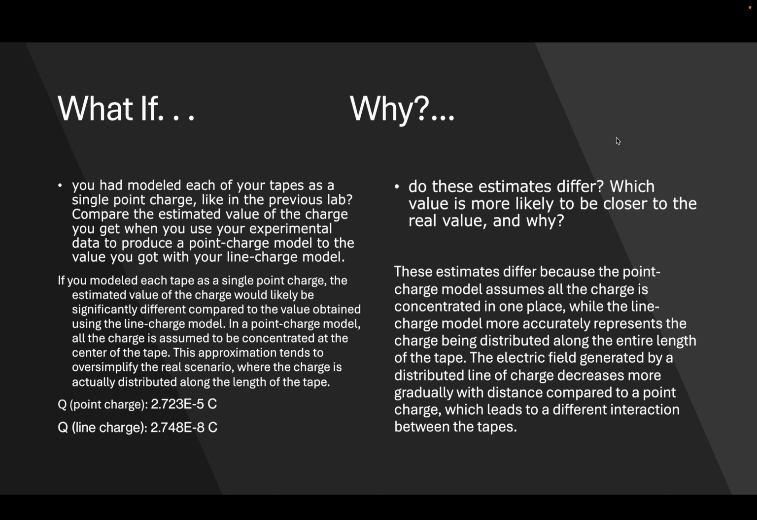And why do these estimates differ? Which value is more likely to be closer to the real value, and why? These estimates differ because the point charge model assumes all the charge is concentrated in one place, while the line charge model more accurately represents the charge being distributed along the entire length of the tape. The electric field generated by a distributed line of charge decreases more gradually with distance compared to a point charge, and this leads to a different interaction between the tapes.